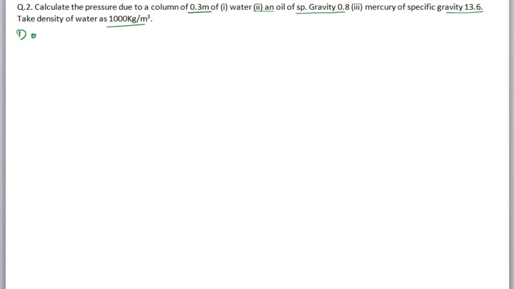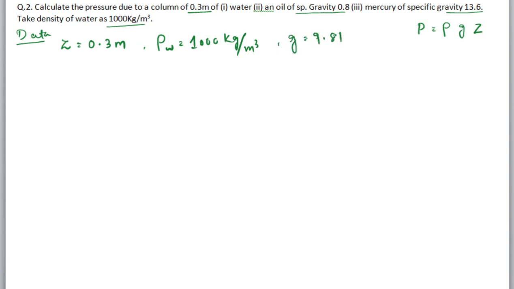What data are given? We need to calculate the pressure intensity. And do you know the formula for pressure intensity? P is equal to rho g Z. So what data are given? Z is given, which is the same for all, that is for water, oil and mercury. Z is 0.3 meter. Then the density of water is equal to 1000 kg per meter cube. Then you know the value of g is 9.81 meter per second square. Always try to mention the unit, because units are very important in order to calculate something.